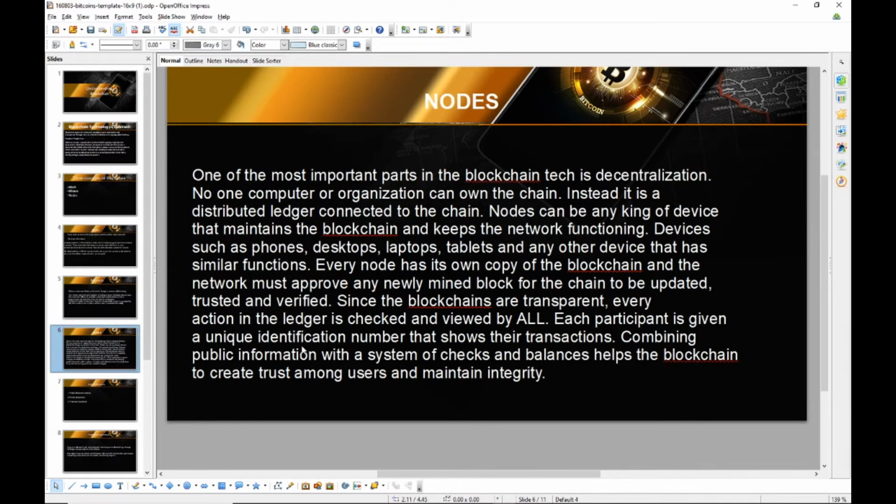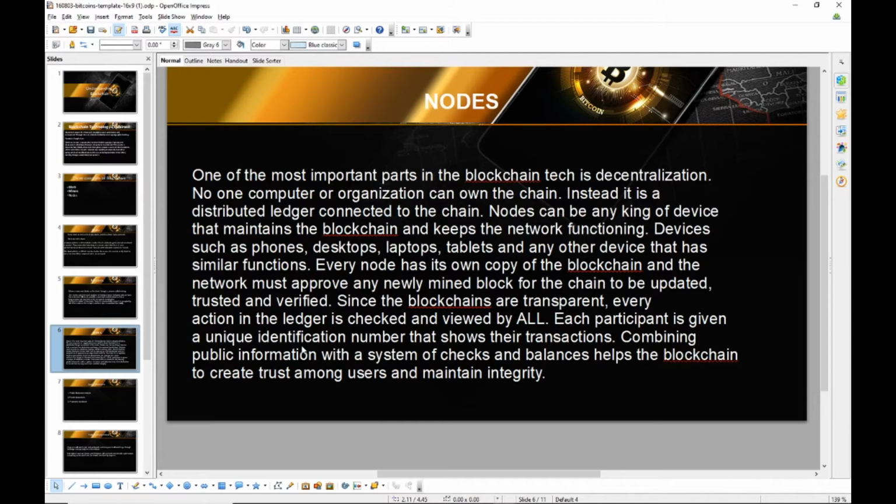And now we have nodes. One of the most important parts in the blockchain tech is decentralization. No one computer or organization can own the chain. This means no government, no one company, no one owns the blockchain. Instead, it is a distributed ledger connected to the chain. Nodes can be any kind of device that maintains the blockchain and keeps the network functioning. Devices such as phones, desktops, laptops, tablets, and any other device that has similar functions.